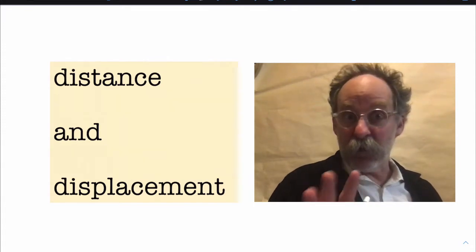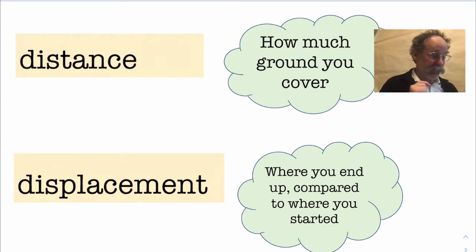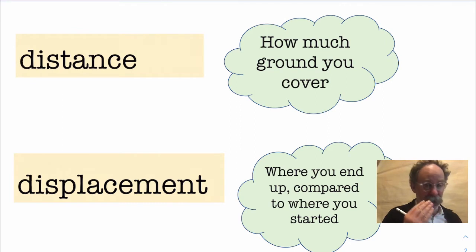Let's start with a rough idea of what we mean. When we're talking about distance, we mean how much ground do you cover? Turns out distance is surprisingly difficult to define really neatly. Displacement, on the other hand, is very easy to define. It is where do you end up compared to where you started. Okay? I think examples should make this a lot clearer.